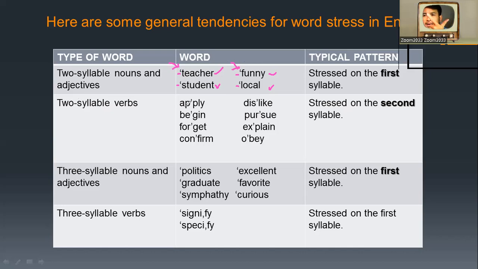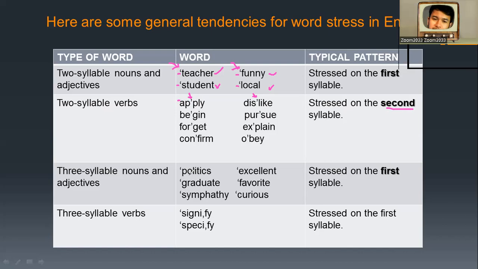Apply, begin, forget, confirm, dislike, pursue, explain, obey. So the stress is on the second syllable. This is the first syllable and this is the second syllable. It will be wrong if you say "apply" with the stress on the first. So again: apply, begin, forget, confirm, dislike, pursue, explain, obey. Second syllable. Okay, what about nouns and adjectives with three syllables?